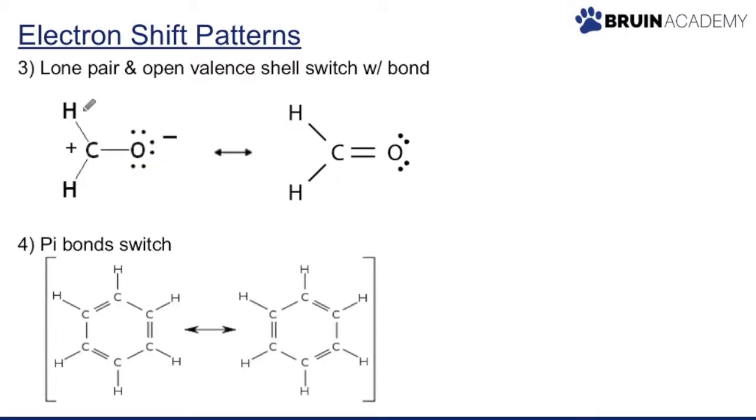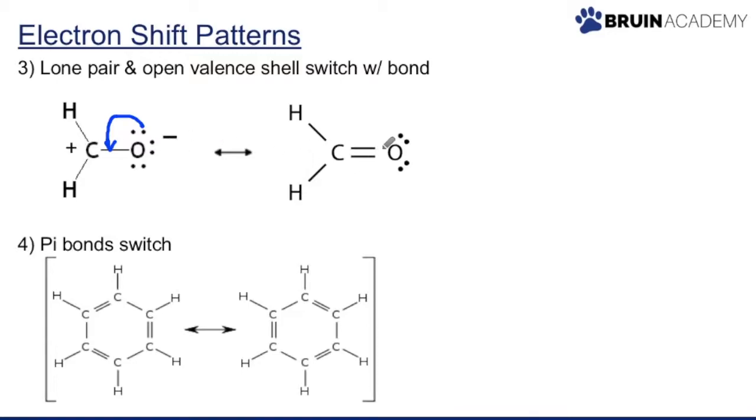The third type of shift is a lone pair and open valence shell switch with a bond. So that's kind of a mouthful. But here we have formaldehyde, and this basically involves moving some lone pair electrons to form a pi bond. In this case, we have this oxygen with some lone pairs. We're going to move that over here. There's a pi bond that forms right here, and as a result, now that carbon has 4 covalent bonds as opposed to only 3 covalent bonds and a plus charge, it has a full shell.